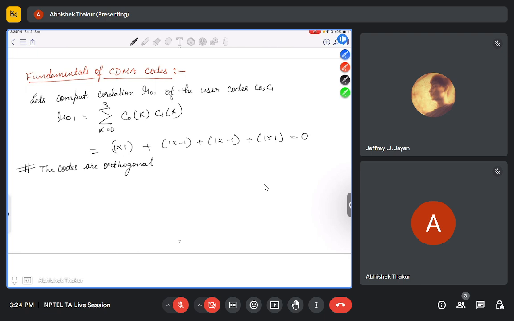So the codes are orthogonal. So these orthogonal codes help us to recover the symbols of the different users from the composite signal. Now this is one of the key properties of the codes employed in CDMA wireless system. Now let's take an example. Let's consider a fundamental property of CDMA system arising because of the employment of these codes.